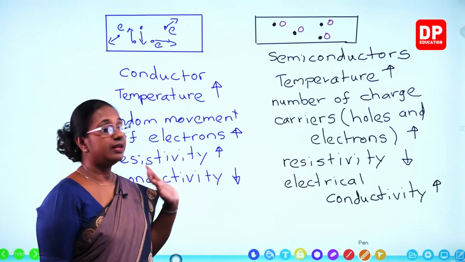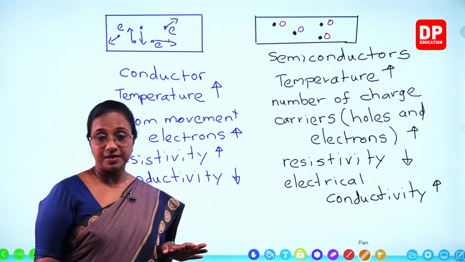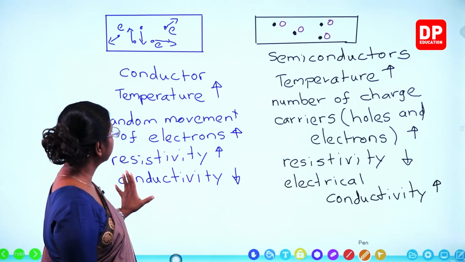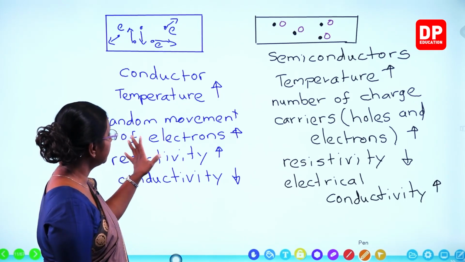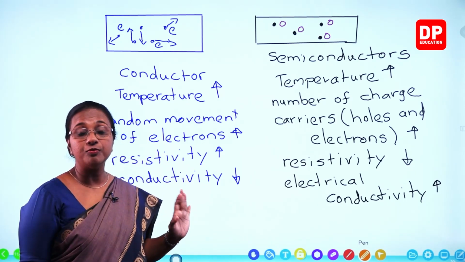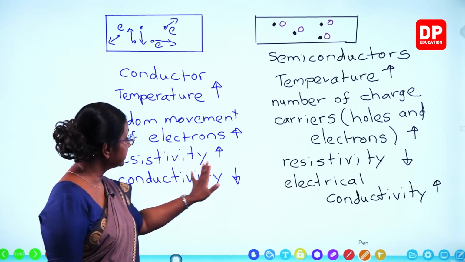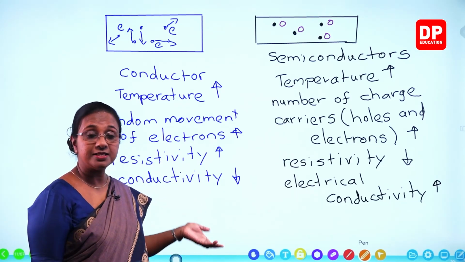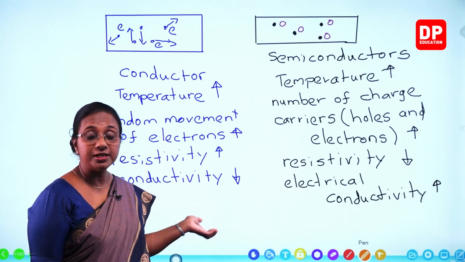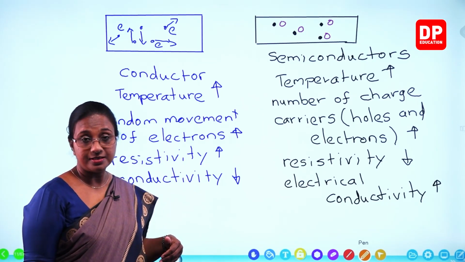Now, both the resistance depends on temperature. For a conductor, when you increase the temperature, because of the increased random movement of electrons, the resistance or resistivity increases. Therefore, the ability to conduct electricity decreases.